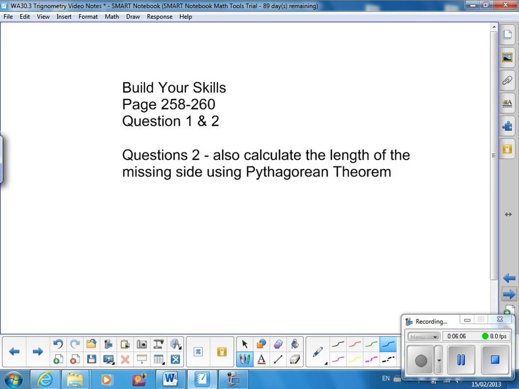All right, I'd like you to practice, build your skills, page 258 to 60. Question 1 and 2. I'd also like you to take question 2 and calculate the lengths of the missing sides using Pythagoras' theorem. It doesn't ask you to do that, but it would be good practice with Pythagoras' theorem to make sure you know how to use that.